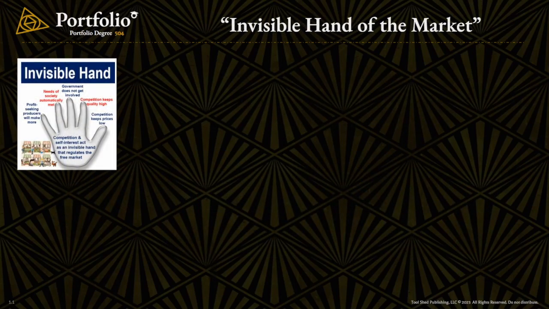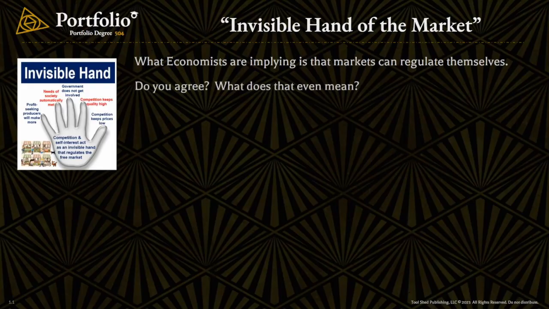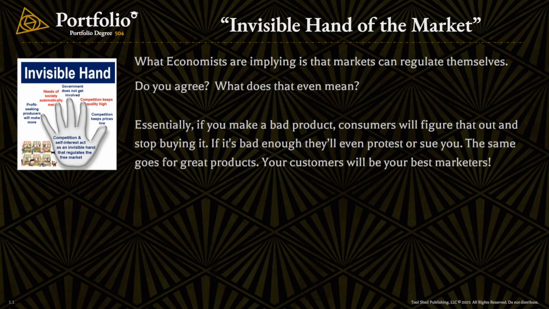Getting a little bit more into the invisible hand of the market, essentially what it implies is that a market will self-regulate, which is an interesting concept, and you might not agree with that. Some people might want to know, what does it even mean to self-regulate? Basically, what they're implying is that if you make a bad product, the consumers are going to figure that out and they're going to stop buying them. And if no one buys your products, you won't have sales and you'll be forced to go out of business. So that's sort of the invisible hand of the market.